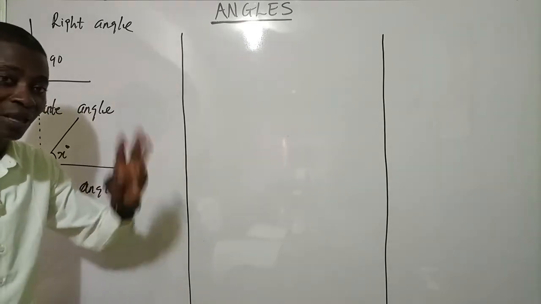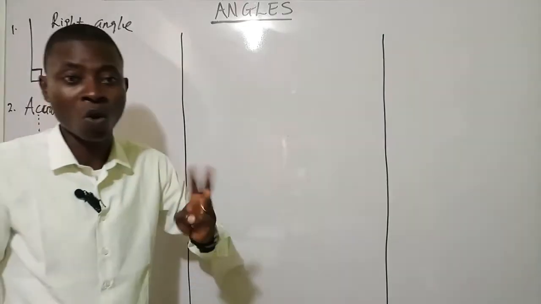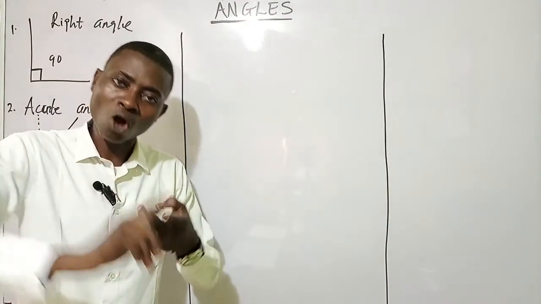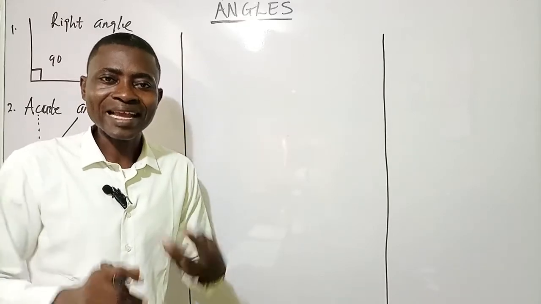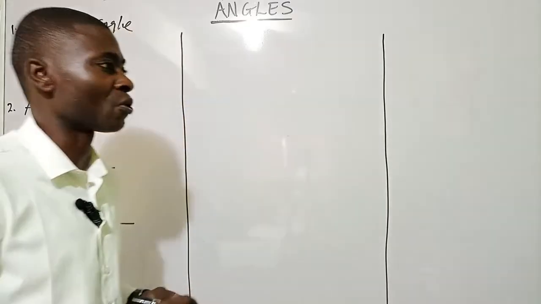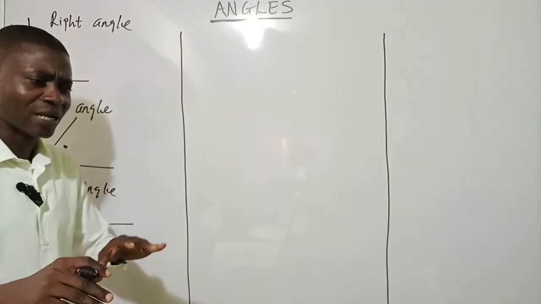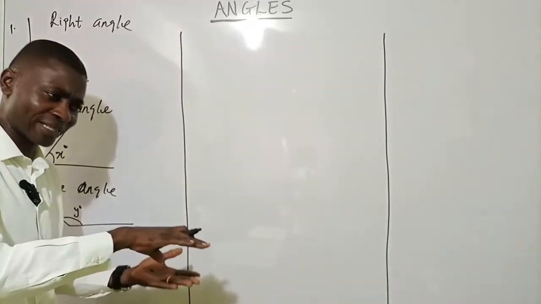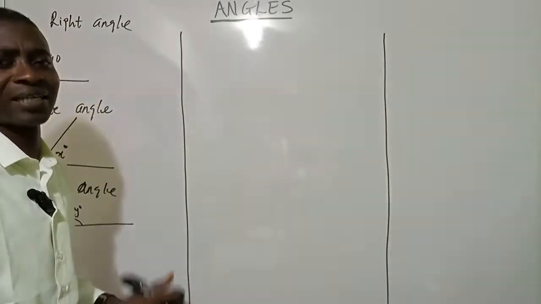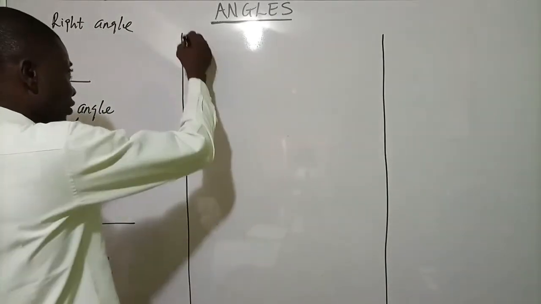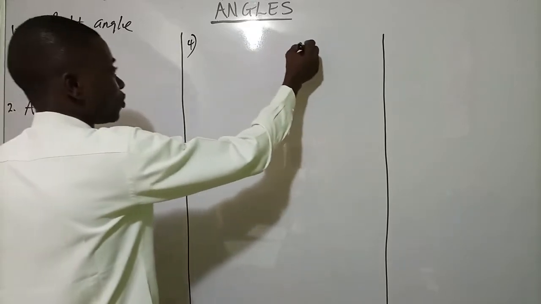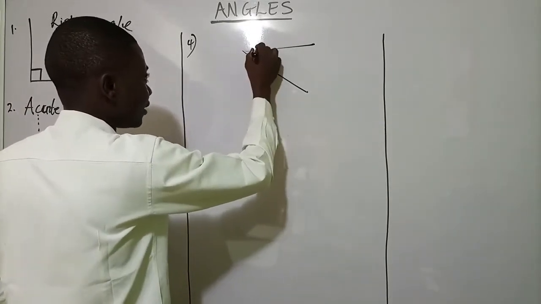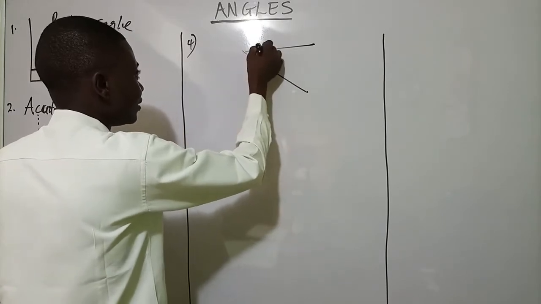So what have we talked about? I've talked about three types of angle: a right angle, an acute angle, then an obtuse angle. Now the next type of angle that I will be talking about is the angle that is greater than 180 but less than 360 degrees. How do you know such an angle? For instance, we have an angle like this. This angle here, let's call it Z.